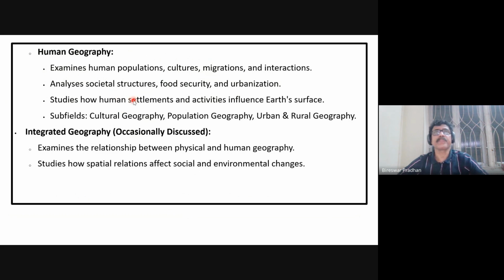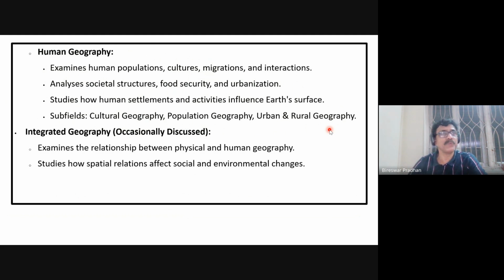And interactions. It analyzes societal structure. Every population has a society, and every society has its own societal structure, built up around food security and urbanization. These are the topics that come in questions. It studies how human settlement and activity influence the earth's surface. Nowadays sustainable tourism and sustainability are in focus. What is sustainability? It also maintains the carrying capacity. The subfields are cultural geography, population geography, and urban and rural geography.